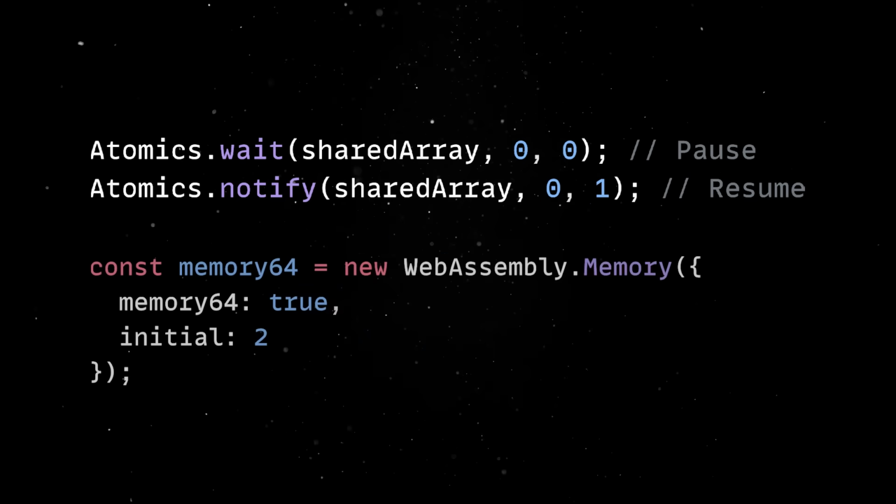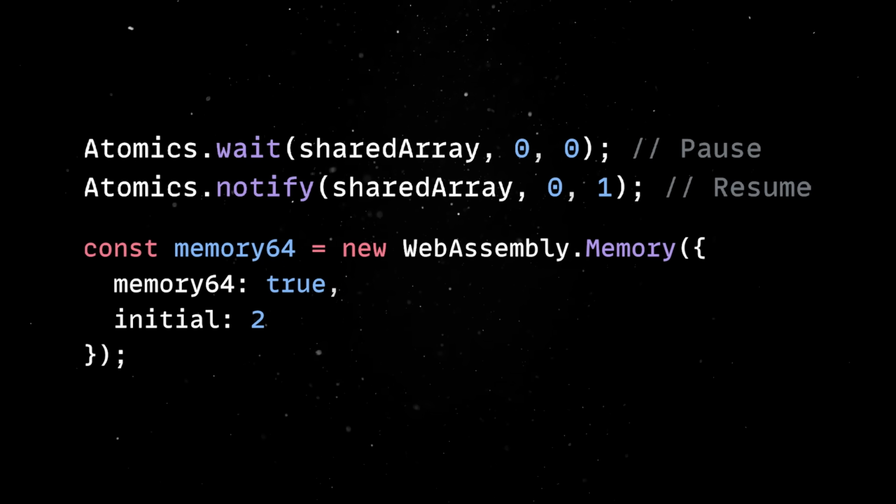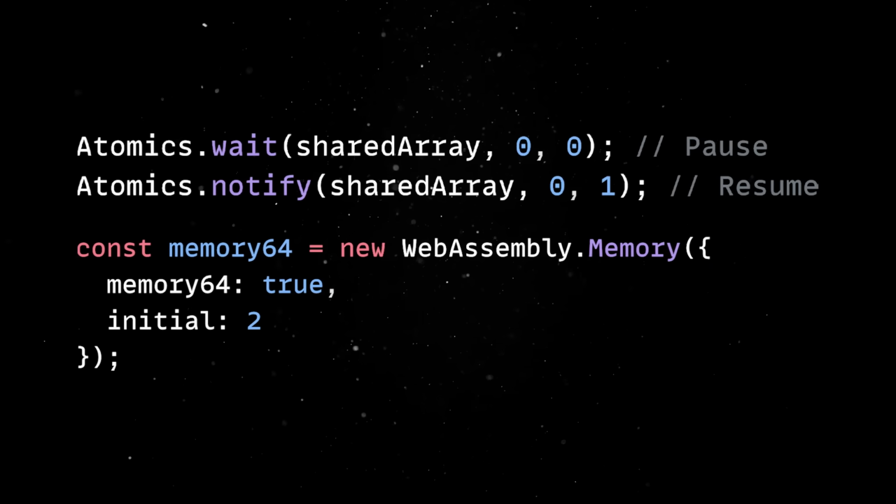Atomics.pause and WebAssembly Memory64 both improve Node's concurrency and high-performance computing capabilities. But let's be honest, the fact that people even need this in JavaScript is both impressive and mildly alarming.